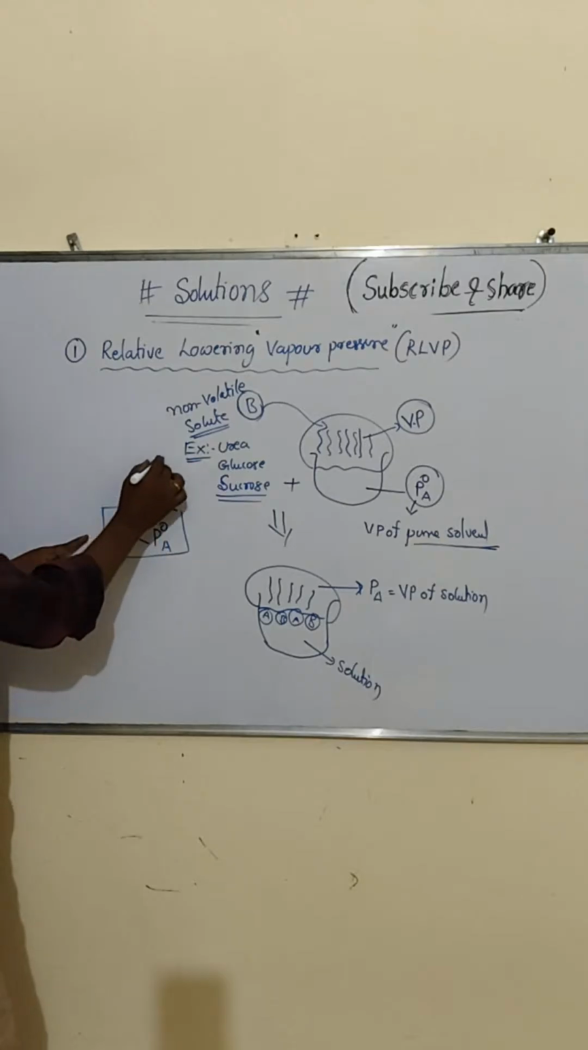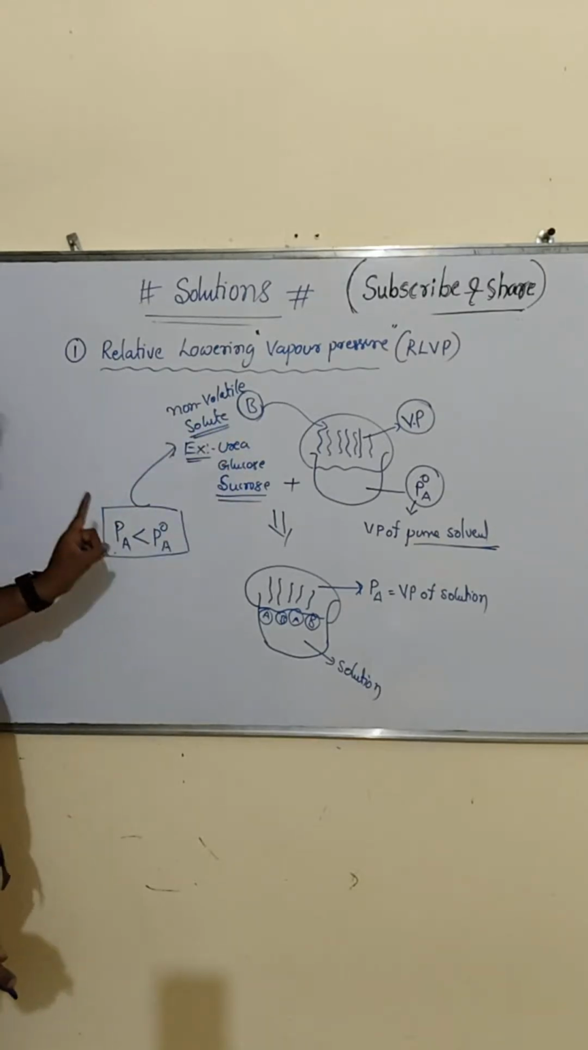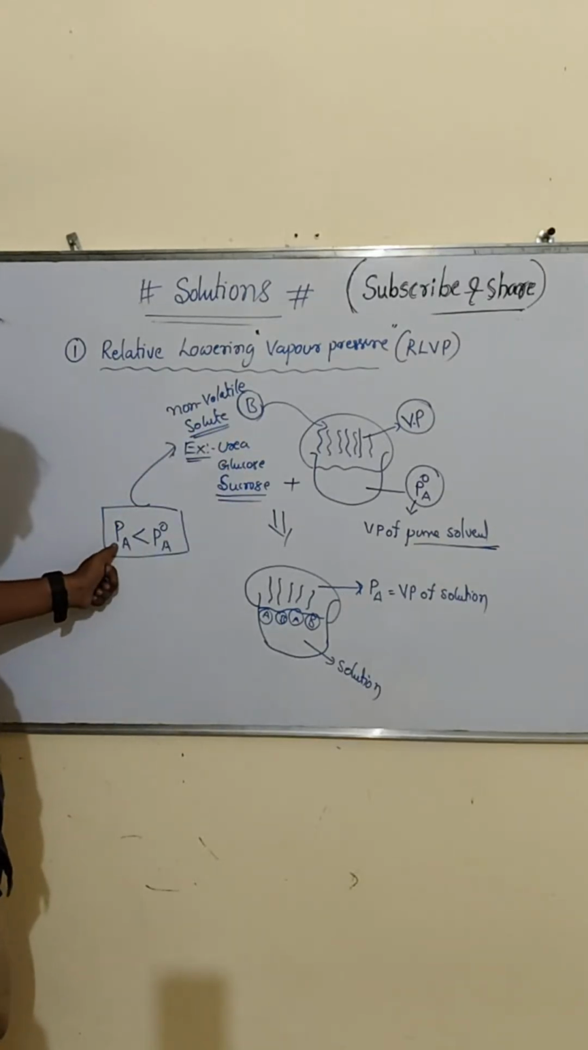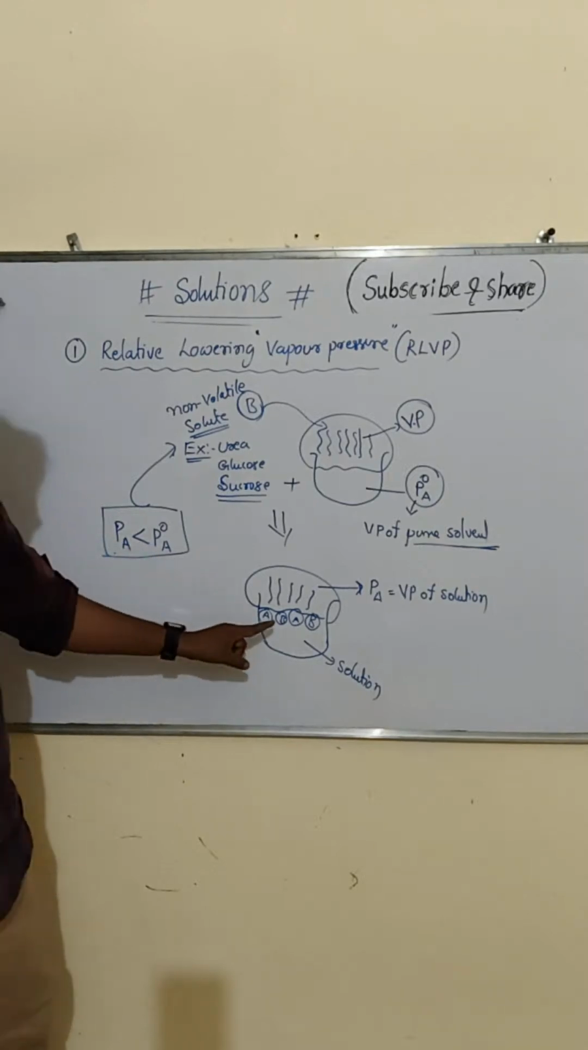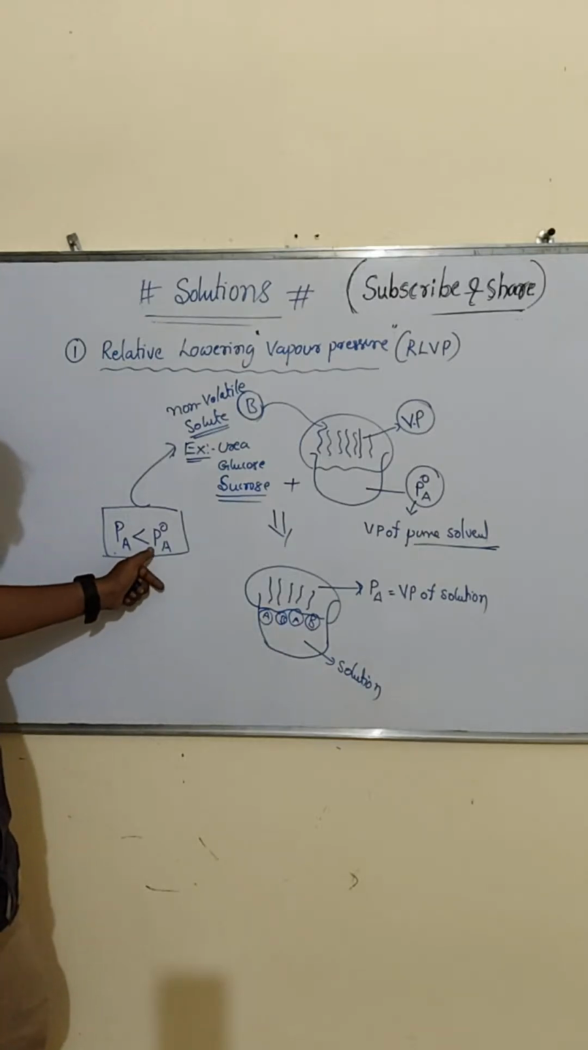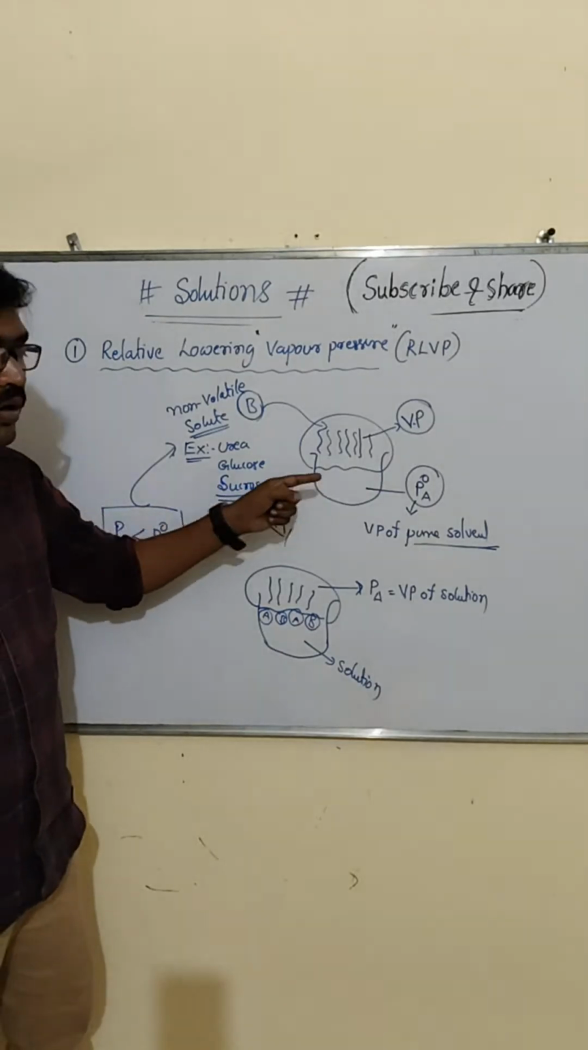When a non-volatile solute is added to the solvent, PA is less than P naught A. What is PA? Vapor pressure of the solution. What is P naught A? Vapor pressure of the pure component.